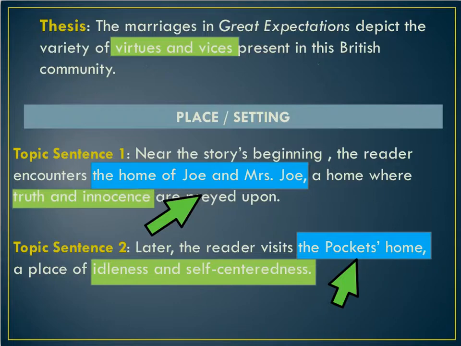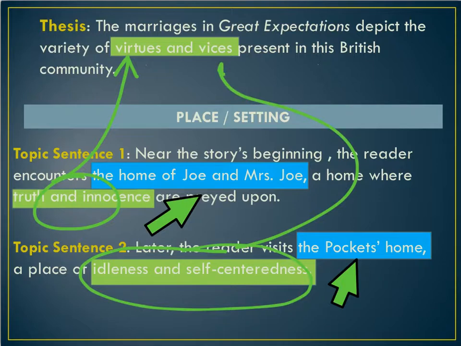And then we see them do a very good job of connecting back to the idea of virtues and vices in the thesis statement. This language of truth, innocence connects back to virtues, and then idleness and self-centeredness connects back to vices. So be sure that you label the organizational choice here, that is the places, the setting, and the aspect of the thesis statement, this green highlighted language.